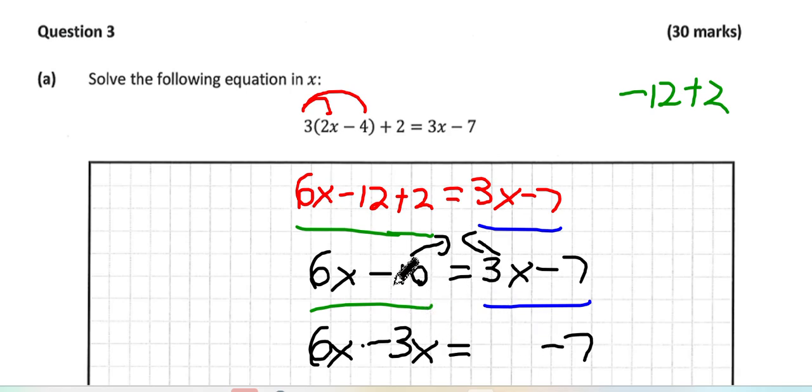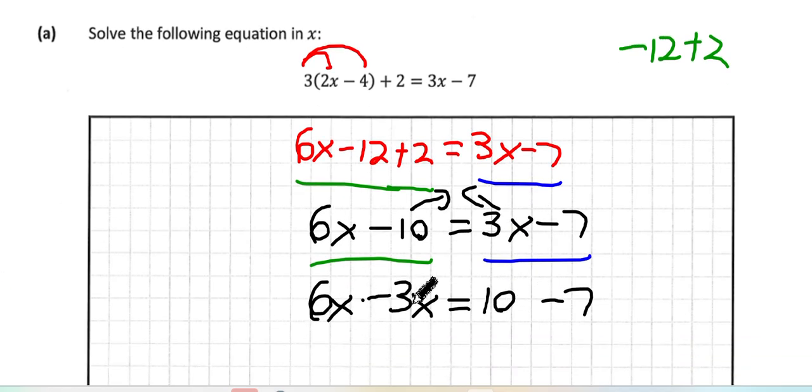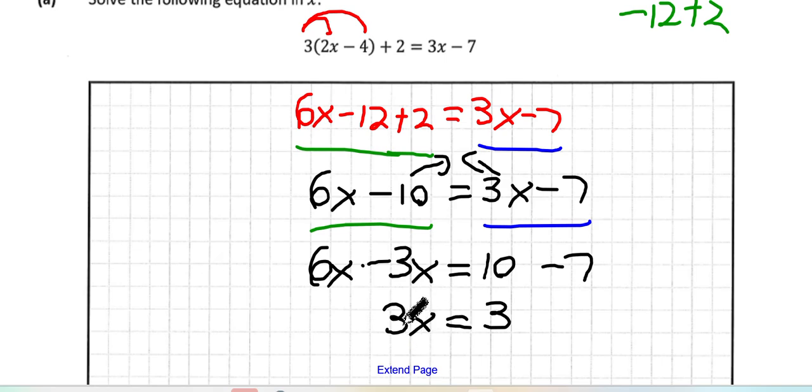In a sec. And then the minus 10 was negative on Celtic, which means plus on the blue team. 6x take 3x. 10 take 7. 3. What's the relationship between 3 and x? Am I adding 3 to x or am I multiplying 3 by x?